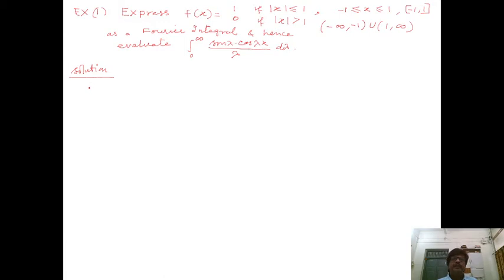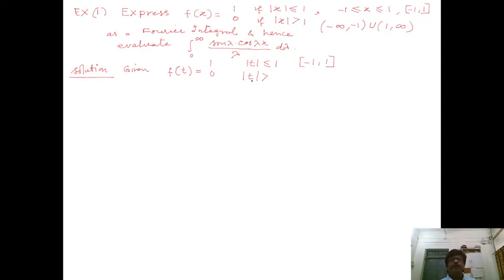So what is given to us? The given function is given in terms of x. I would write it as f of t. f of t is equal to 1 if mod of t is less than or equal to 1, and it is equal to 0 otherwise. That is, t lies between minus 1 to 1. That is the meaning of this interval, mod of t less than or equal to 1.